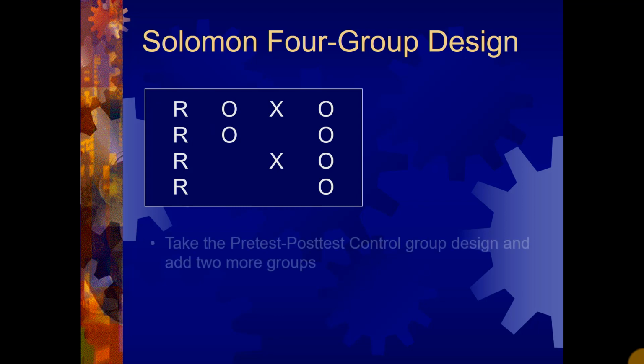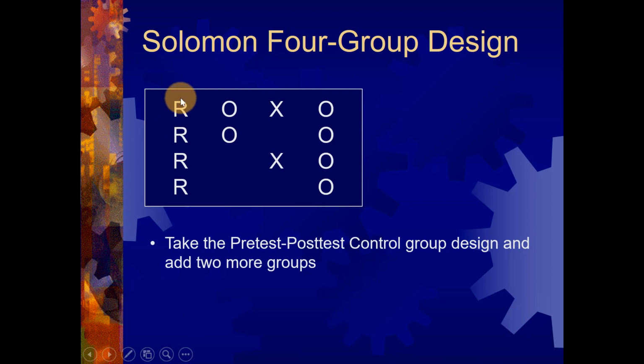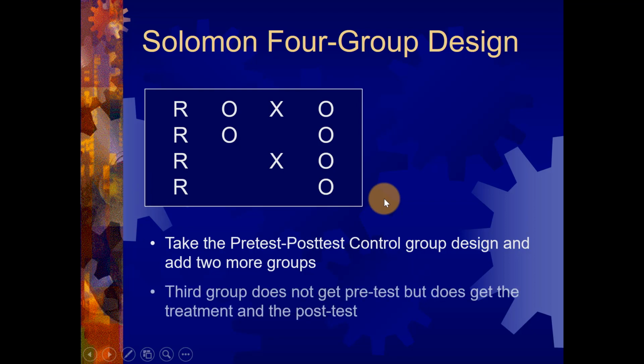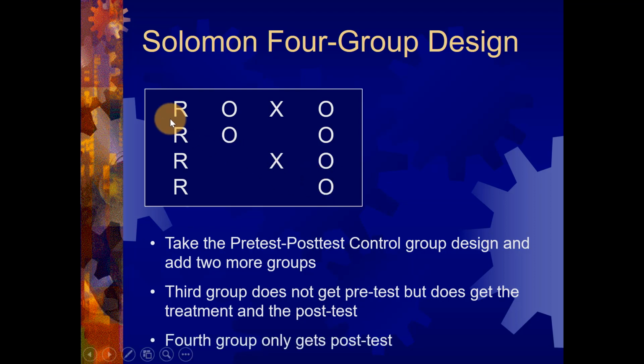In this case, we take the pretest post-test control group design and add 2 or more groups. So these first 2 rows are just the design that we just went over, right? The pretest post-test control group design. Now we've added 2 more rows, 2 more groups. And what happens? Well, the third group does not get the pretest, but does get the treatment and the post-test. The fourth group only gets the post-test.